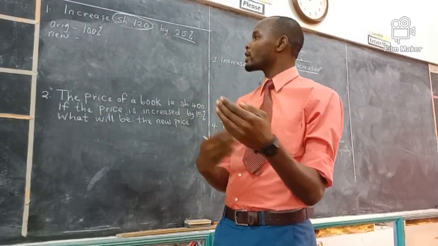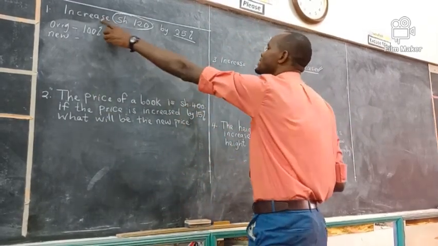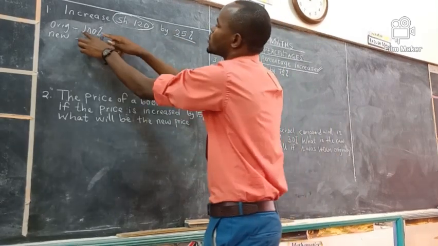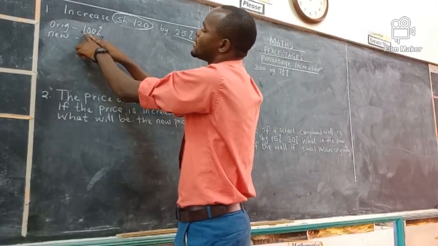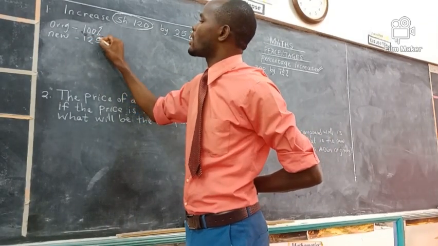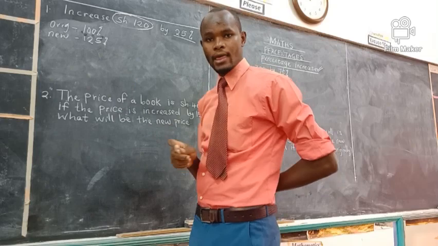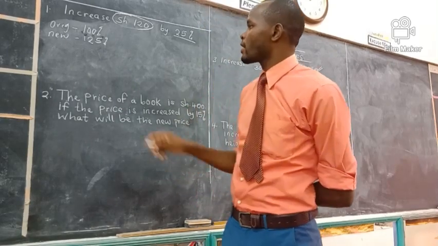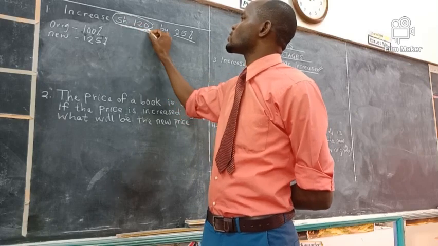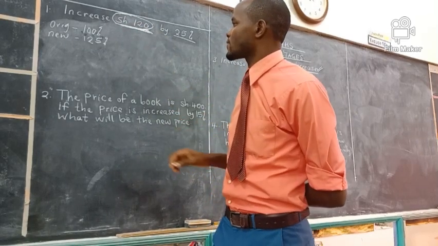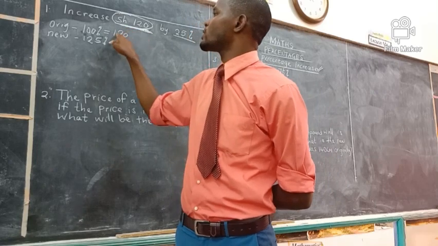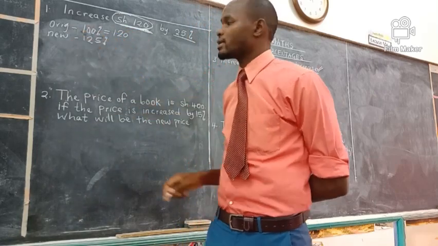The new one, you'll get after increasing the original 100% by 25%. So you say 100, you add, you'll get 125%. That is our new percentage. Remember, this one is the original. This is what you're increasing. Before you increase, you have 120 shillings. Meaning, 120 shillings is equivalent to 100%.